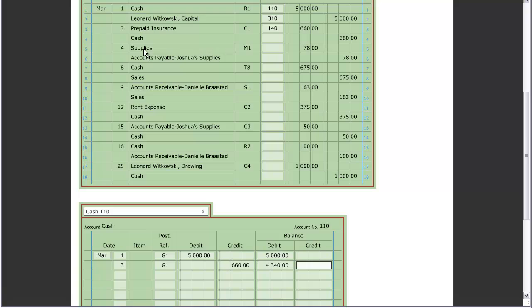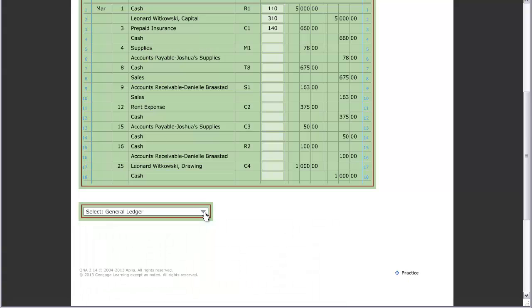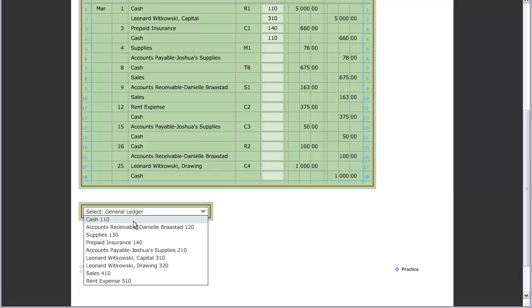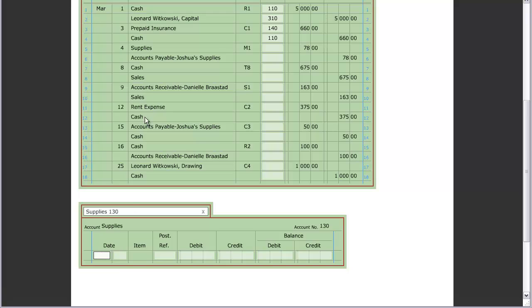All right, let's just do a couple more. Let's close that out and go to the cash. Oh, I didn't reference it. 110. Let's go to the supplies ledger account. Okay, the date on this transaction is the 4th. So March 4th, posting reference again is G1, and we are entering a debit, of course, because it's first, supplies, debit of $78, and the balance is going to be a debit of $78.